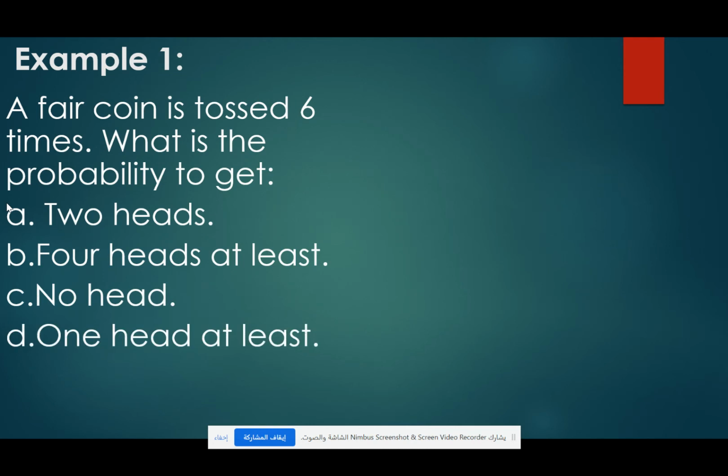Before you solve this, you need to know how much N, P, and Q are. N is 6 from here; he said tossed 6 times. And P and Q will be half, because the probability of getting a head, which is the success, is half, and Q, the failure probability, which is getting a tail, is half. They are equal when tossing a coin.